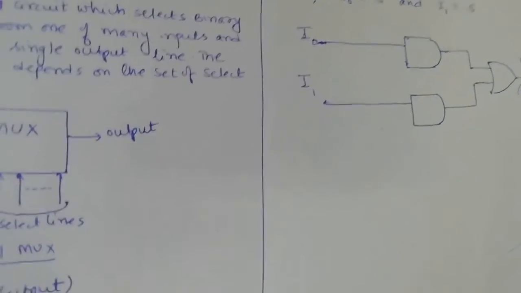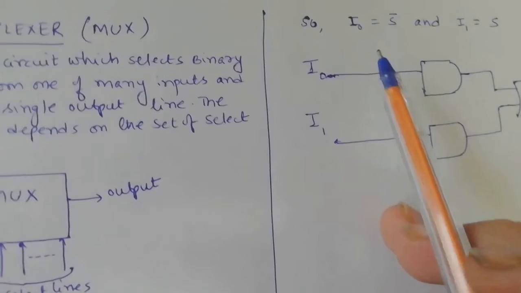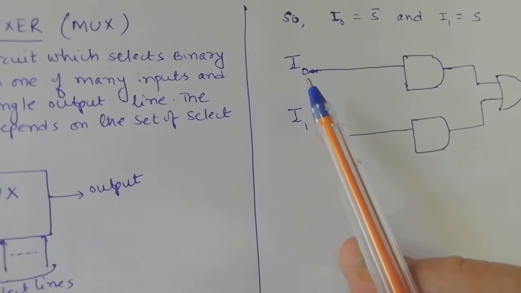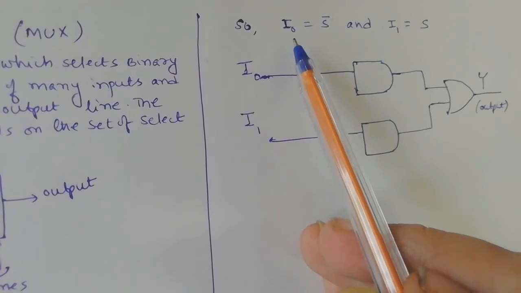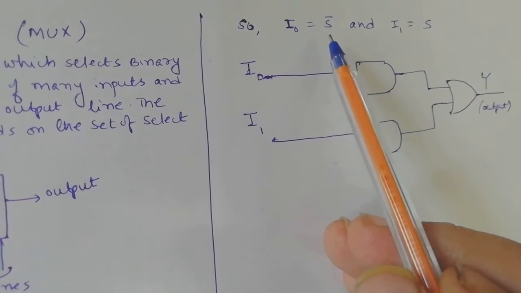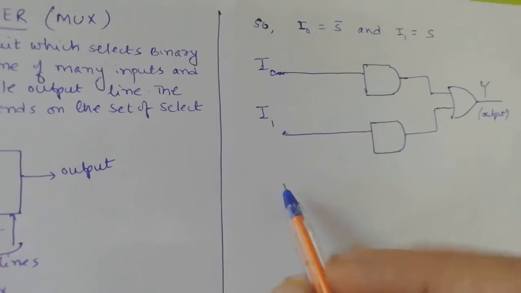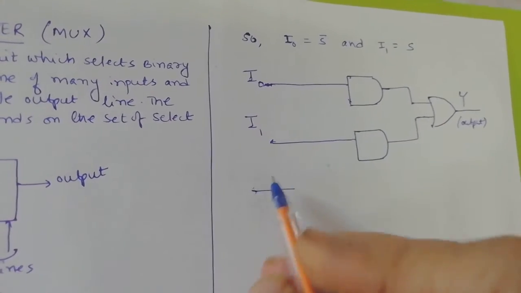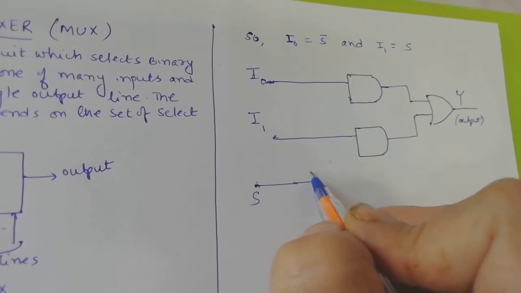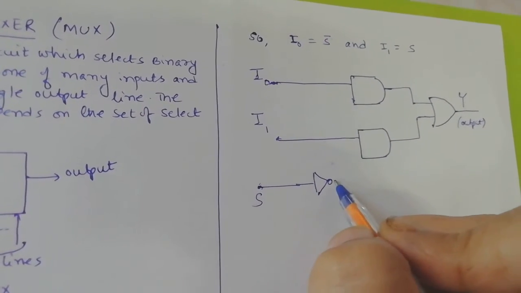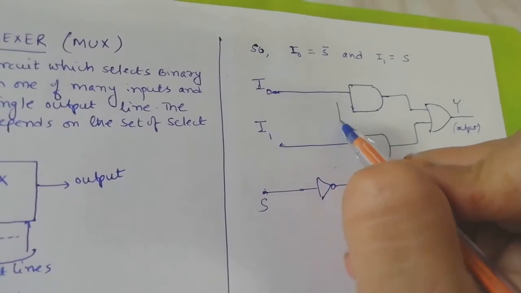Now comes the logic of connecting the select line S. For I0 to be directed to the output Y, the complement of the select line should be there. So I am taking S over here. This is the select line S, and I am connecting a NOT gate to this.